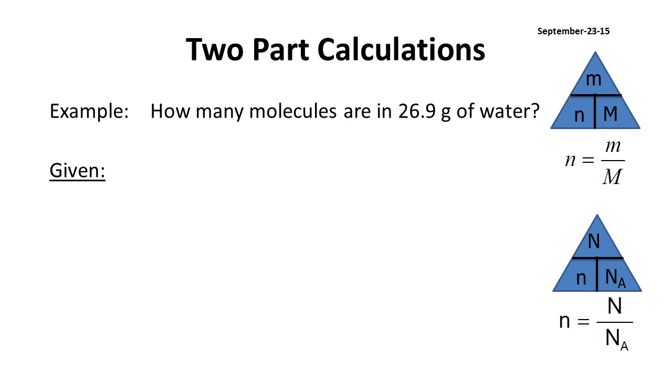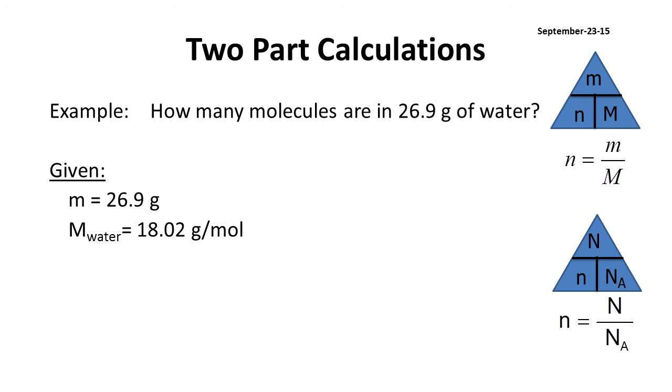Okay. So what information are we given? We're given the mass of water, 26.9 grams. Based on the periodic table information for each atomic mass unit, the molar mass for water will be 18.02 grams per mole. We've got 1.01 for each hydrogen. There's two of those, so that makes 2.02. And then oxygen is 16, so 16 plus 2.02 makes 18.02 grams per mole.